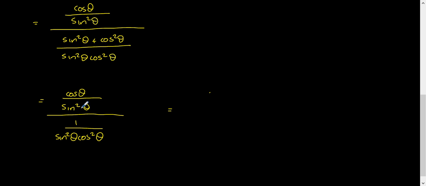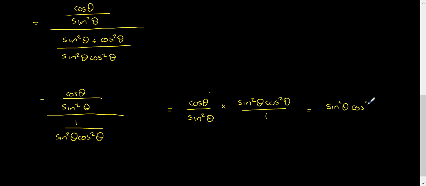So I'm going to remember now that if I'm dividing by a fraction, I am multiplying by its reciprocal. So I've got cos theta over sine squared theta, that's my numerator, multiplied by the reciprocal of the denominator. So we've got sine squared theta cos squared theta over 1. And combining these two fractions together, I end up with sine squared theta cos cubed theta, okay? Cos multiplied by cos squared is cos cubed, and then sine squared theta is still there. And that's all divided by sine squared theta multiplied by 1.